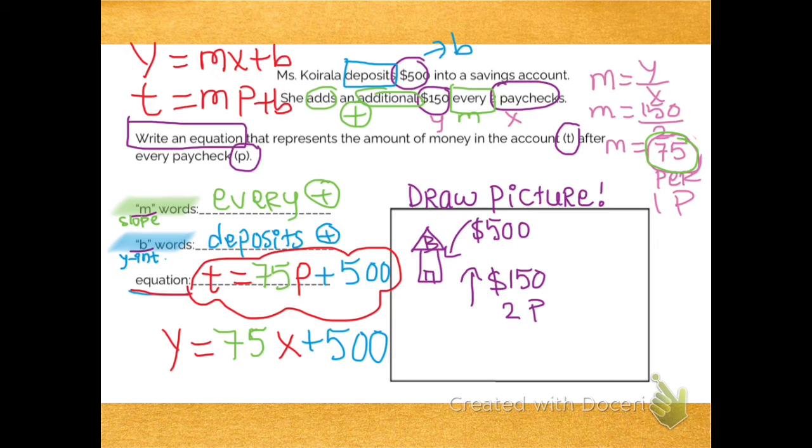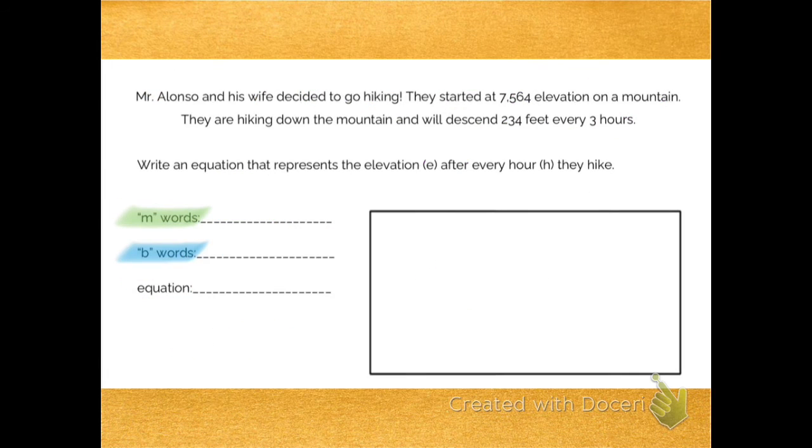Okay, so this was a verbal situation, guys, where the slope and the y-intercept were positive, but it gets a little trickier when we have keywords that tell us that the slope and the y-intercept are different. So let's go ahead and move on to the second example. Okay, so we have Mr. Alonzo and his wife who are hiking. They started at 7,564 elevation. I'm going to draw a picture here, and they're on a mountain. So here's the mountain, and they are right now at 7,564 feet elevation. They are hiking down the mountain and will descend 234 feet every 3 hours.